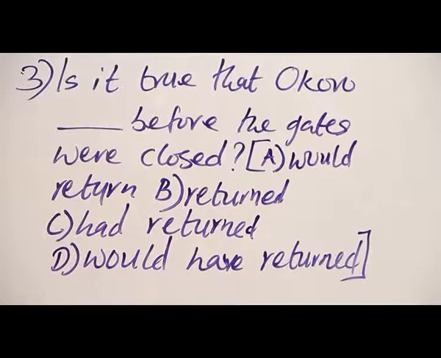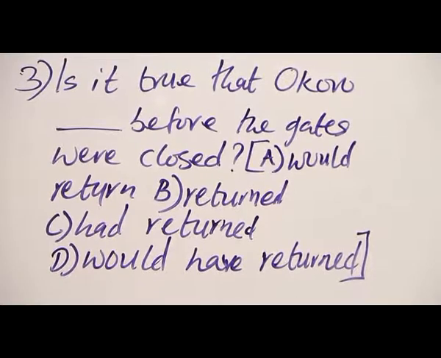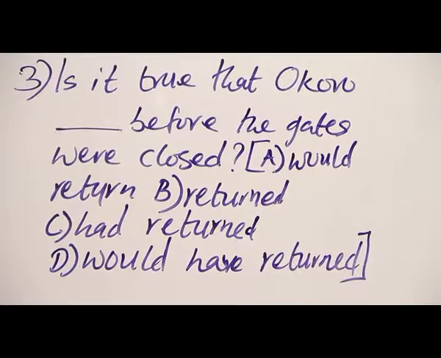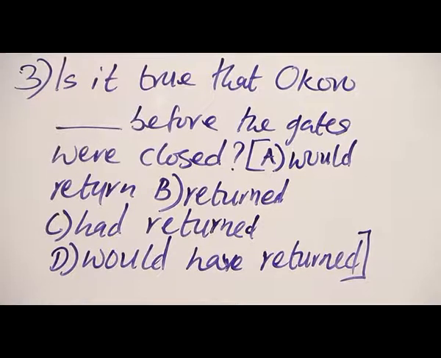Is it true that Okoro died before the gates were closed? Is it true that Okoro died before the gates were closed? Now, options: A, would return. Is it true that Okoro would return before the gates were closed? Now, B, returned. Is it true that Okoro returned before the gates were closed? And then C, had returned. Is it true that Okoro had returned before the gates were closed? And then D, would have returned. Is it true that Okoro would have returned before the gates were closed?